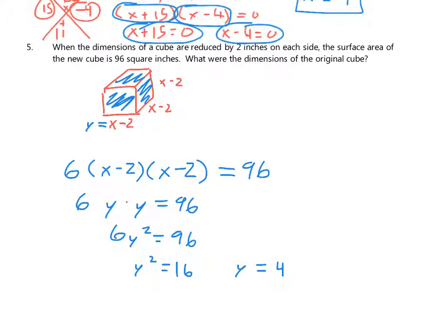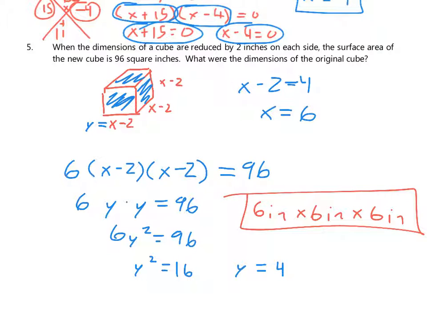Now that's the new dimension. That's after it has been reduced by 2. So if x minus 2 equals 4, then the original dimension was 6. So our answer is 6 inches by 6 inches by 6 inches, since the question asks what were the dimensions of the original cube.